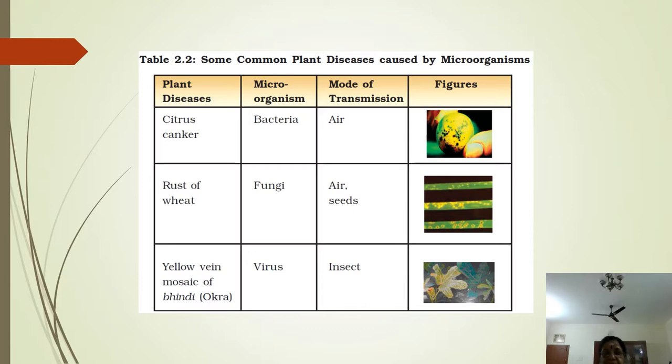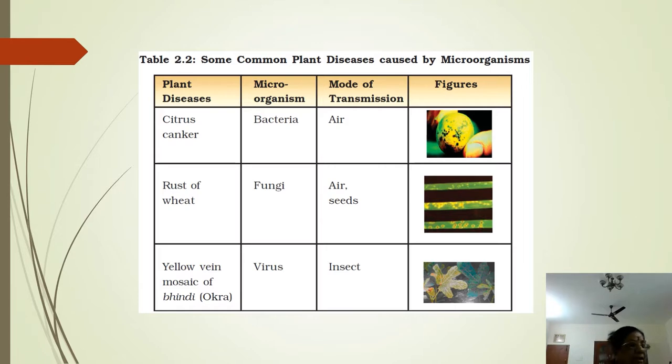So the additional examples that I am giving: crown gall, rice blast, Panama wilt, red rot of sugarcane and rice tungro diseases. These are also plant diseases attacking different types of plants. I hope you could follow this.